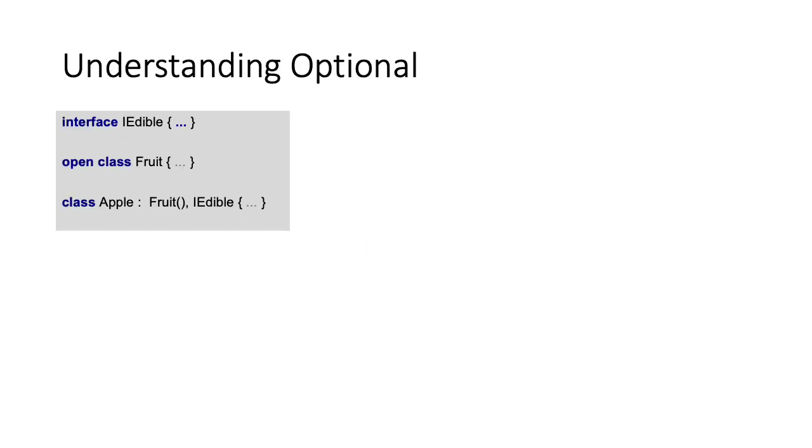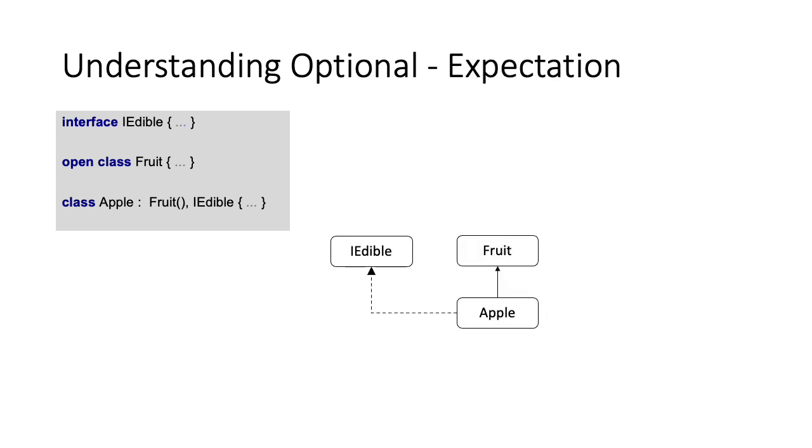To understand optionals, we need a bit more discussion. Let's understand that in more detail. Let's take an example of a class, Apple, which inherits from Fruit and implements the IEdible interface. Our expectation for this hierarchy will be as in the figure. Apple inherits from Fruit and Apple implements IEdible. As we earlier discussed, all types inherit from Any, similar to Object in Java. So we can expect Fruit to inherit from Any.